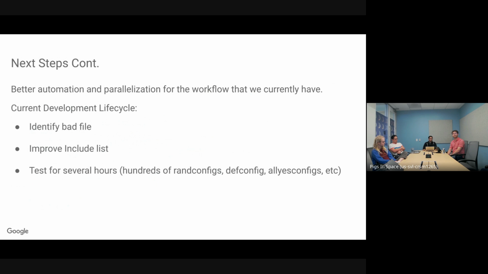It's mostly automated away. How about identifying a bad file? Is that automated? Identifying a bad file is not automated.